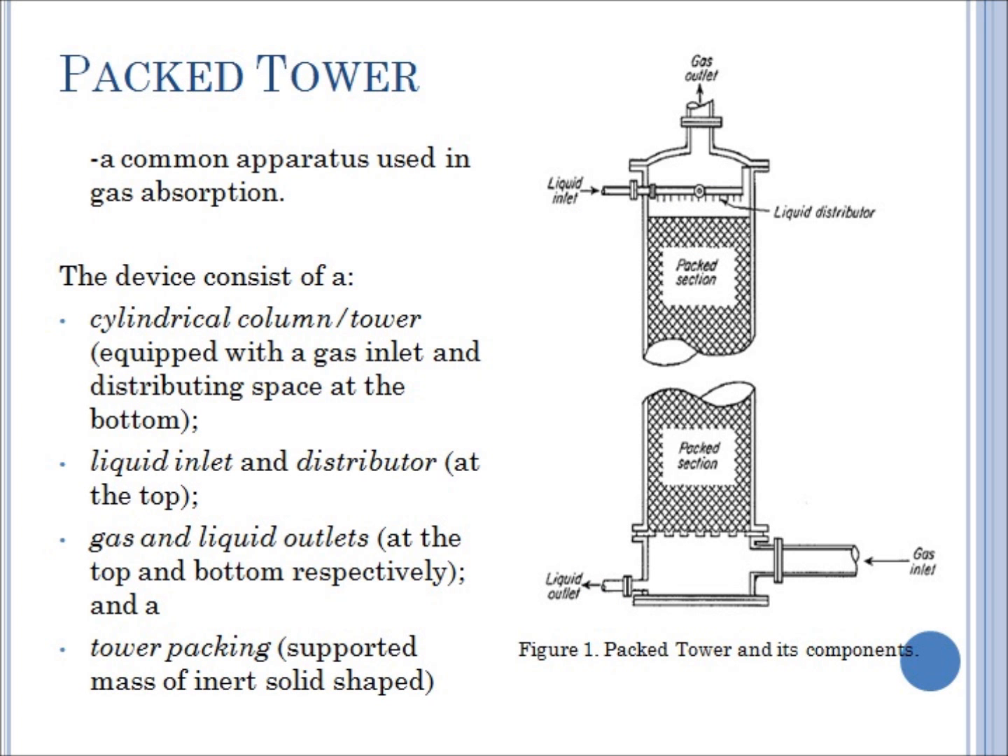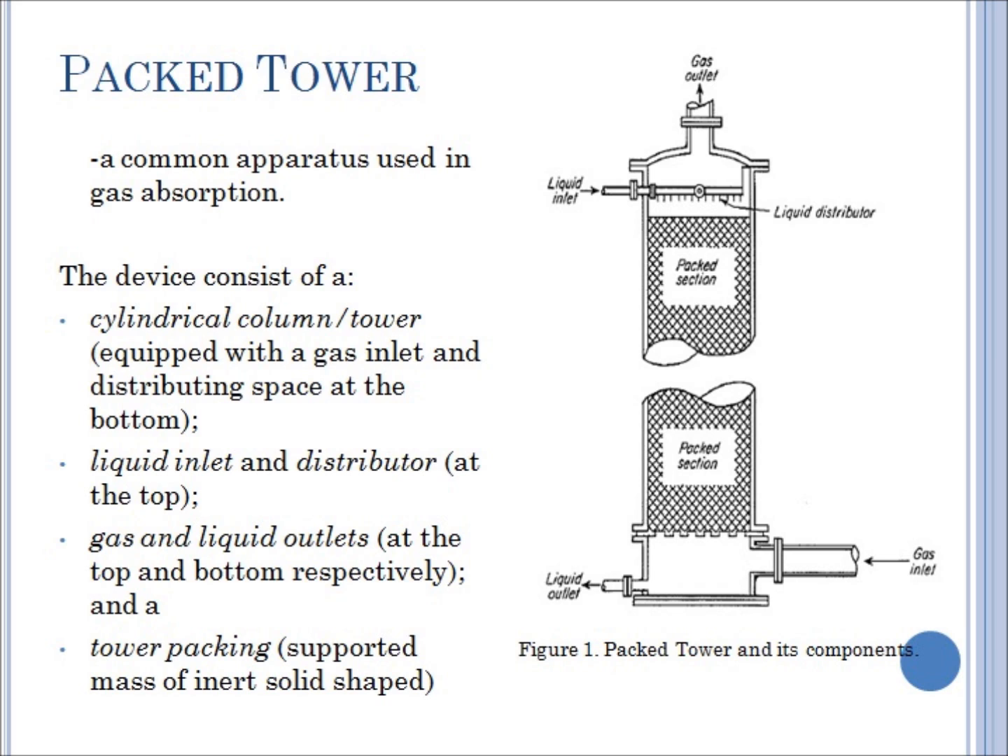A packed tower is a common apparatus used in gas absorption. The device consists of a cylindrical column or tower which is equipped with a gas inlet and distributing space at the bottom, a liquid inlet and distributor at the top, gas outlet at the top and liquid outlet at the bottom, and most importantly, the tower packings.